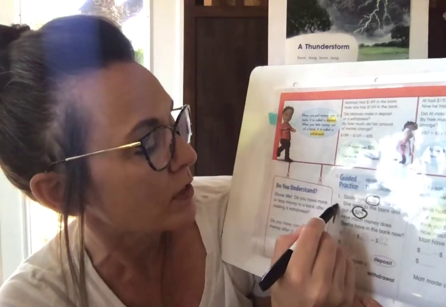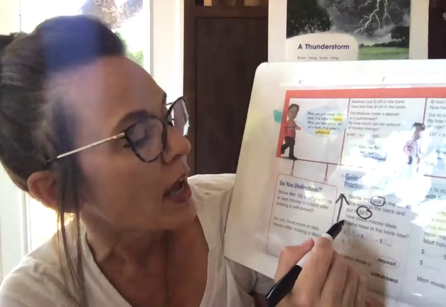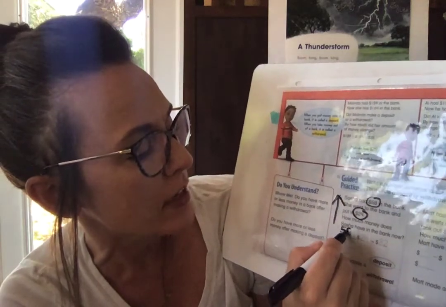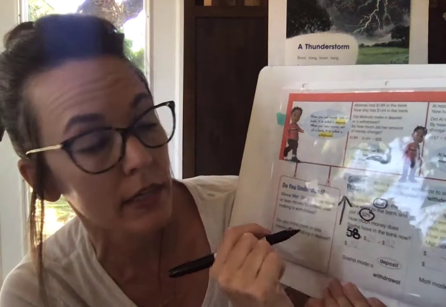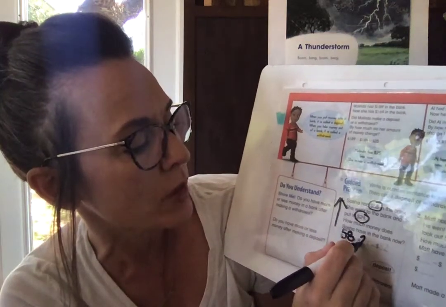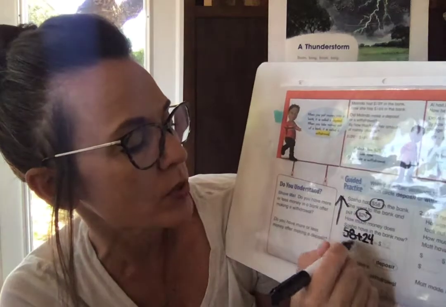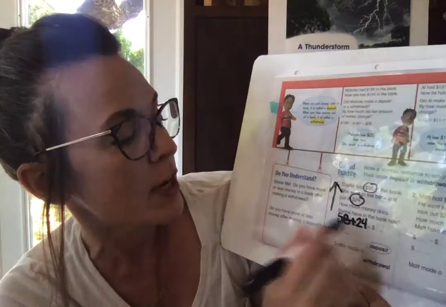More or less? If you said more, you've got it. Her money is increasing. It's going up because she put more money in. How much money does Sasha have in the bank now? Well, she had $58. We might call that then. Now she put in $24, and we're going to add those two together to find out how much money she has in all. 58 plus 24.